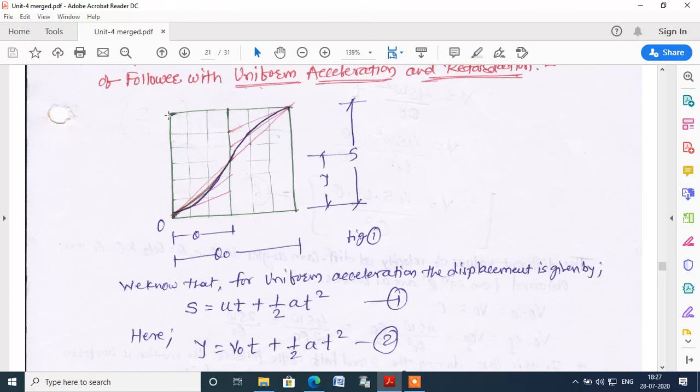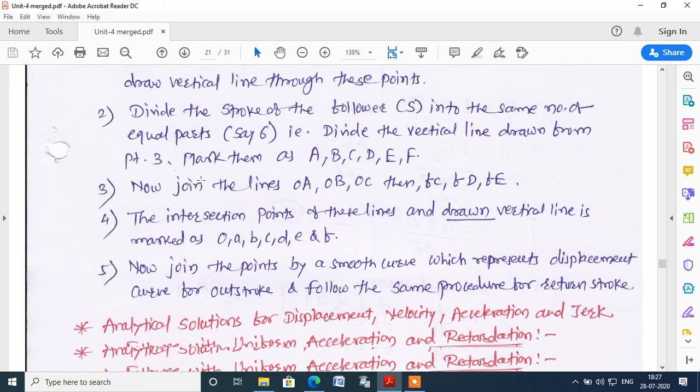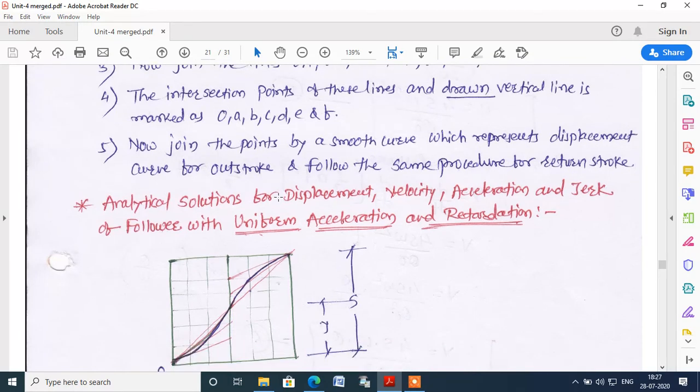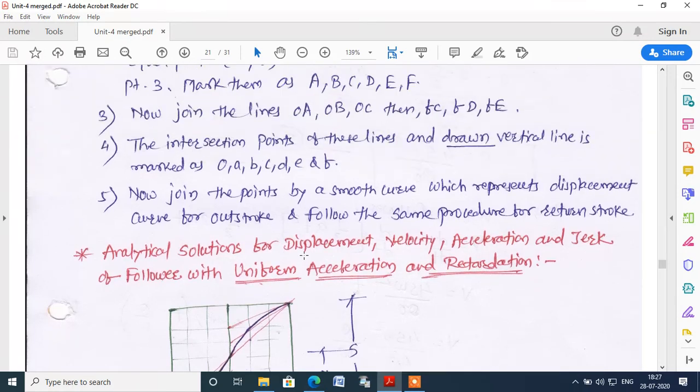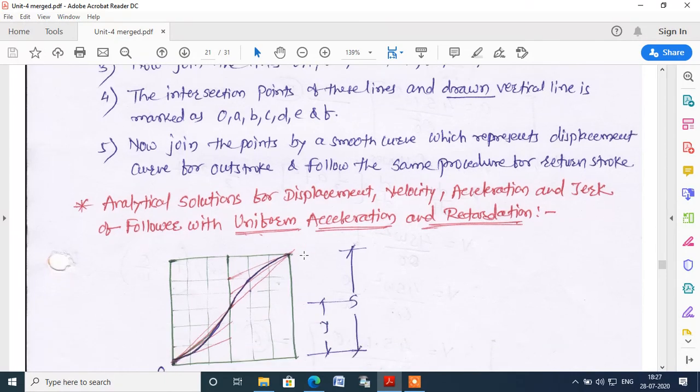The vertical line also you have to divide into 6 equal parts and give the names A, B, C, D, E, F like this. Then now join the lines OA, OB, OC. So like this you have to join the lines, OA, OB, OC, and then here.